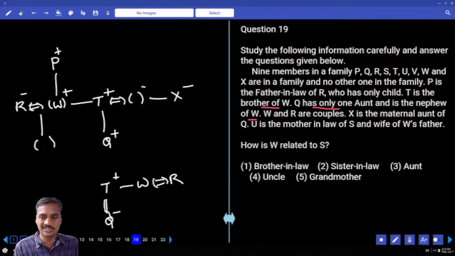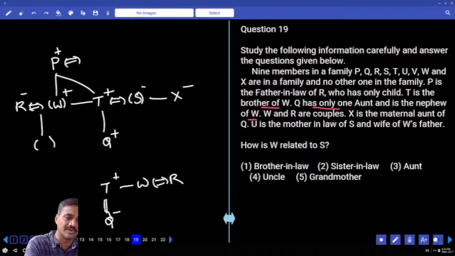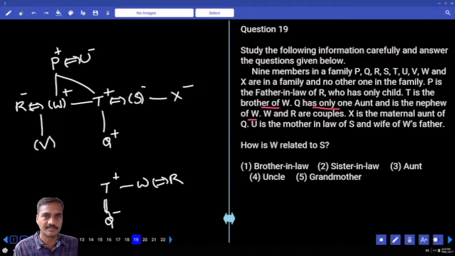And U is the mother-in-law of S. Now this U is the mother-in-law of who? Mother-in-law of S. S is here. U is the mother-in-law of S, means P and U are married to each other, and U is the wife of W's father, P. Then who is the person left over here? One more person, V is the person left over. Clear?